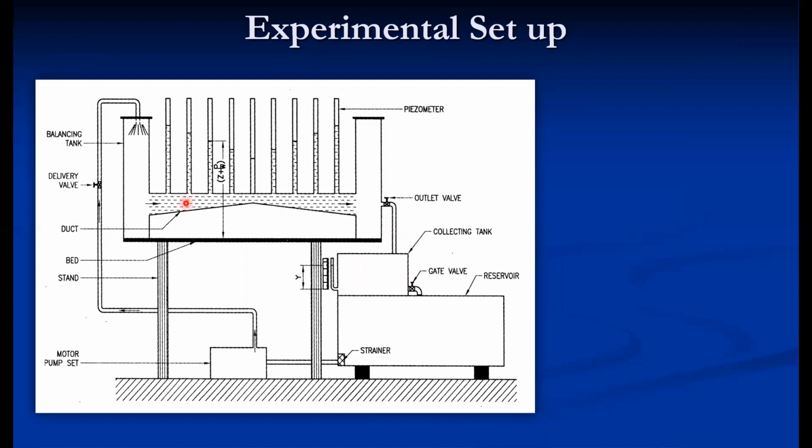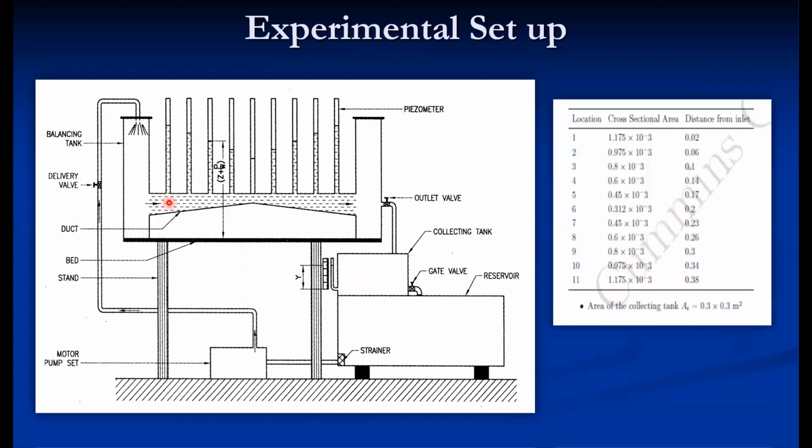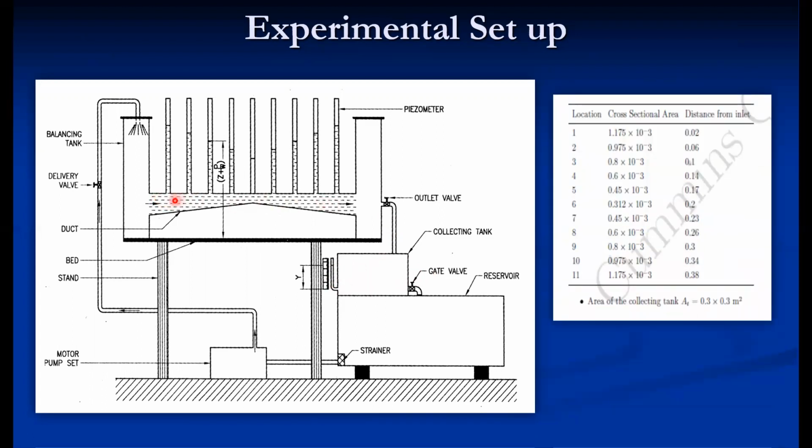Once we get the discharge, then according to the continuity equation, we can calculate the velocities at the respective sections. There are 11 locations, and the cross-sectional areas at each location are given, along with the distance from the inlet. With the help of the discharge and these areas, we can calculate the velocities at the respective sections. Consequently, we can calculate the velocity head, that is v square by twice g, at each section. This way we can calculate.